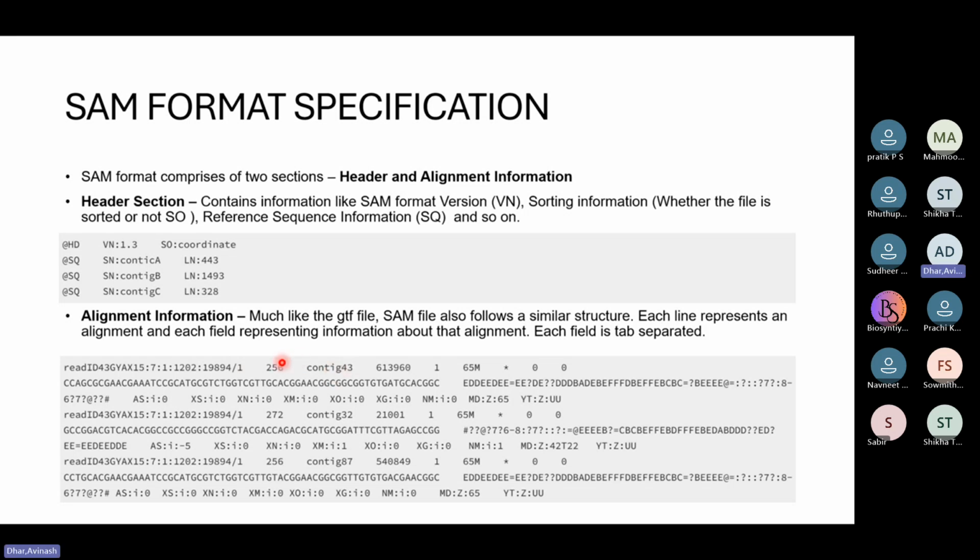Moving ahead. Now I'll come back to the second column, but I'm just trying to correlate it with the GTF file. So based on whatever you have learned from the GTF file, what do you think the fourth column would be?